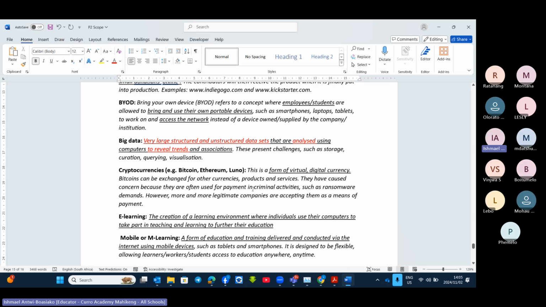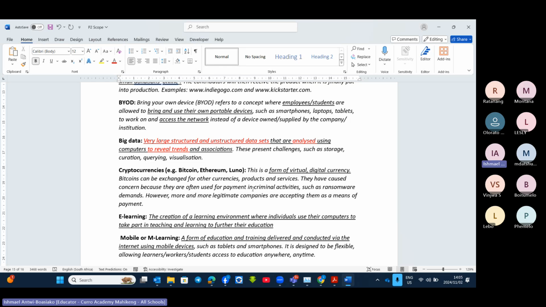In some places, they even have Visa cards that are linked to cryptocurrency accounts. So there are a number of cryptocurrencies, not only Bitcoin and Luno, there are a number of them. So you must know the definition of it, and then the advantages of cryptocurrency. For instance, there are no bank charges when you're using cryptocurrency. Again, with cryptocurrencies, the prices are not controlled by central banks also.